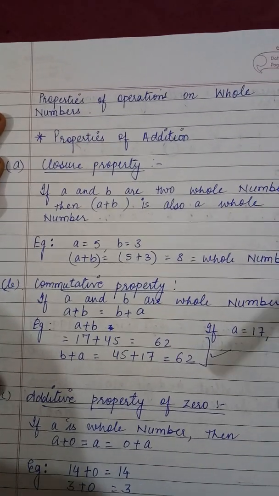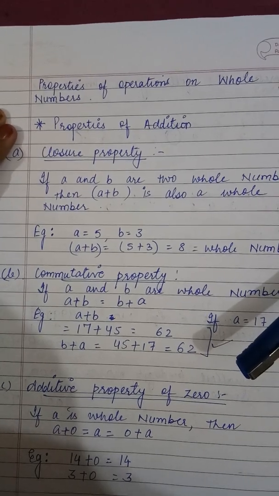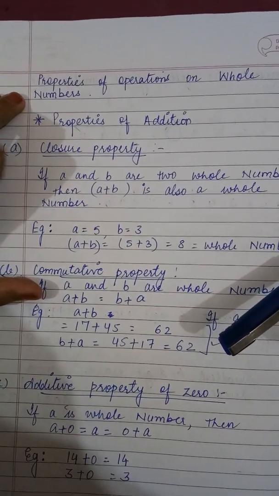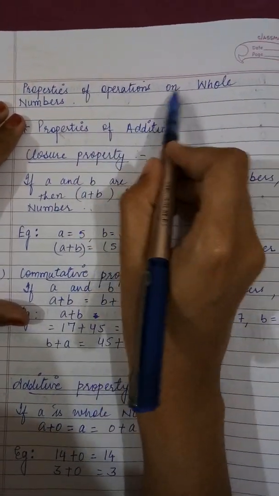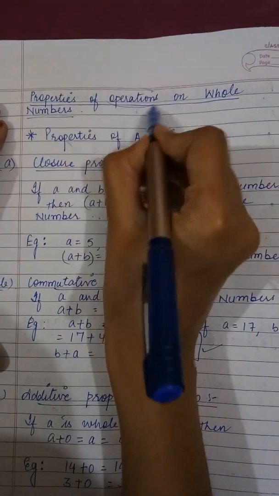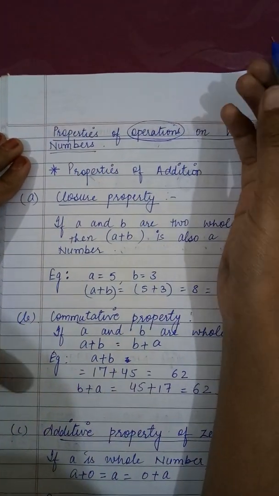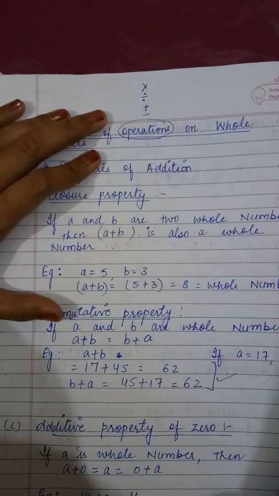Hello everyone. So in the last lecture we have started with the new chapter, that is of whole numbers. Now we are going to start using the properties on the whole numbers. Now the properties of operations on whole numbers is the topic of today. What is the meaning of this operations? Operation means we are having the four signs: multiply, divide, plus and minus.